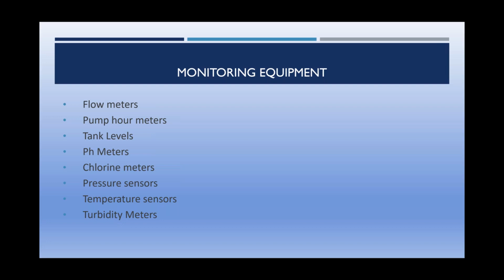pH meters, which are sometimes necessary in a plant. Chlorine meters are getting more common. Again, pressure sensors, which can be very useful in figuring out what's happening with your system. Temperature sensors occasionally, and of course, turbidity meters can be very important, particularly if you're looking at a surface source. Turbidity can have a dramatic change in, for instance, how often your filters plug up, and also turbidity will change the use of chlorine, since turbidity has a tendency to consume chlorine.